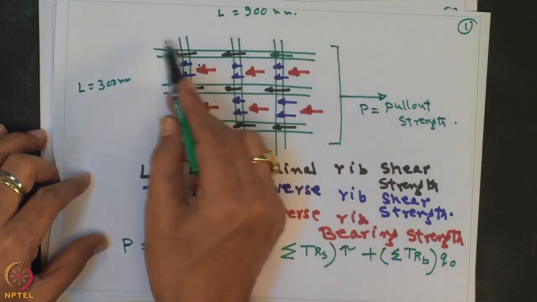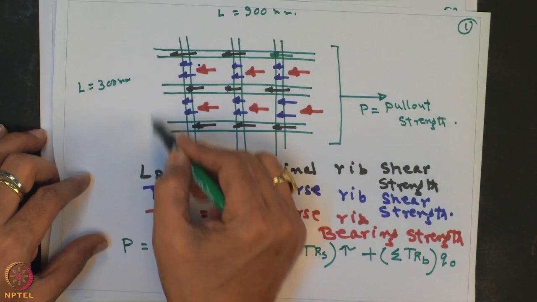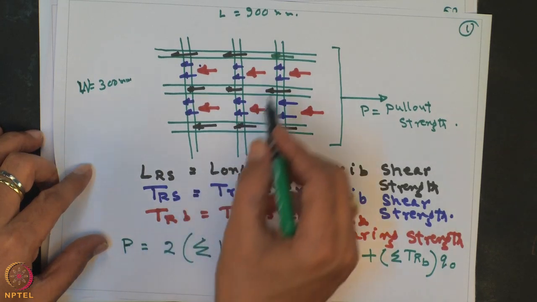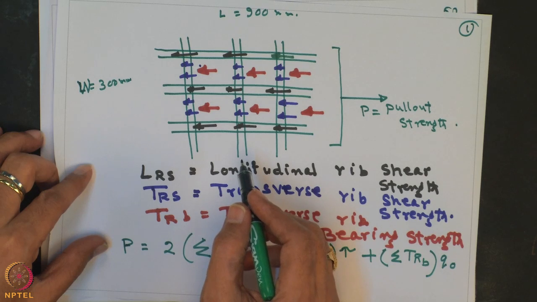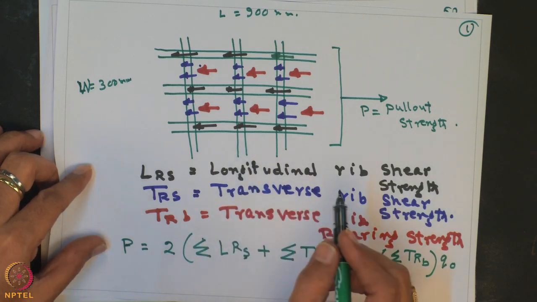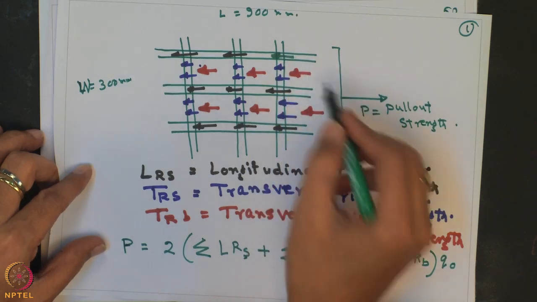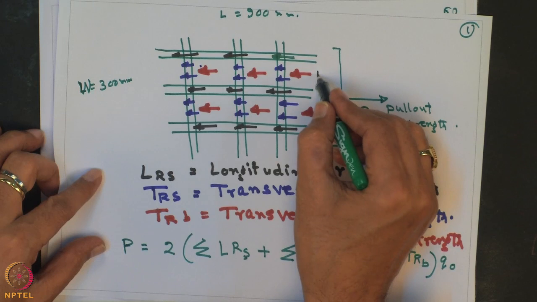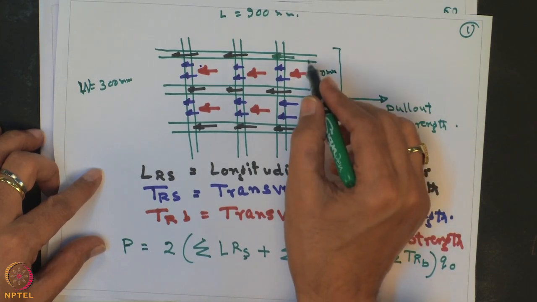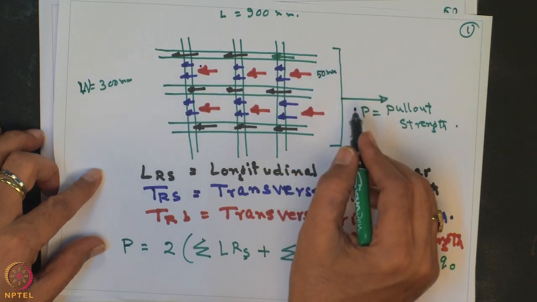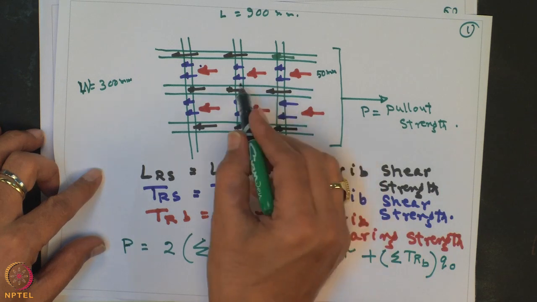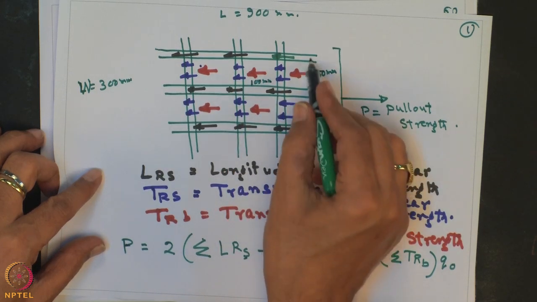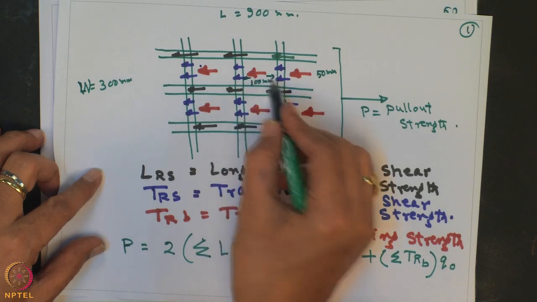As I said, let us say arbitrary dimensions: this length is about 900 millimeter and the width is about 300 millimeter, and the longitudinal ribs are at 50 millimeter spacing. So this longitudinal rib spacing, one to one, is 50 millimeter. And the transverse rib, this to this spacing, is 100 millimeter. So this spacing is 50 millimeter and this spacing is 100 millimeter. Okay?